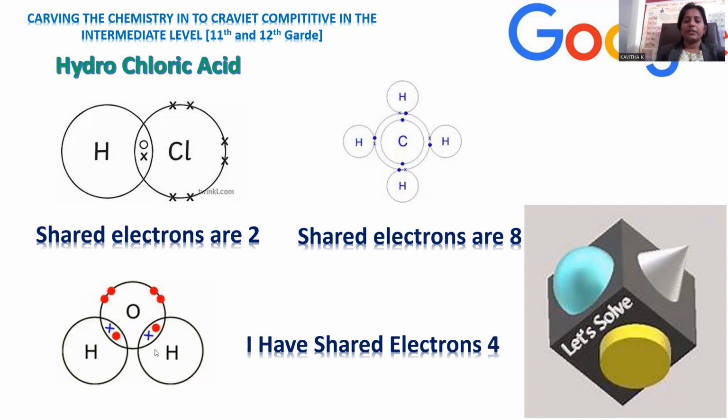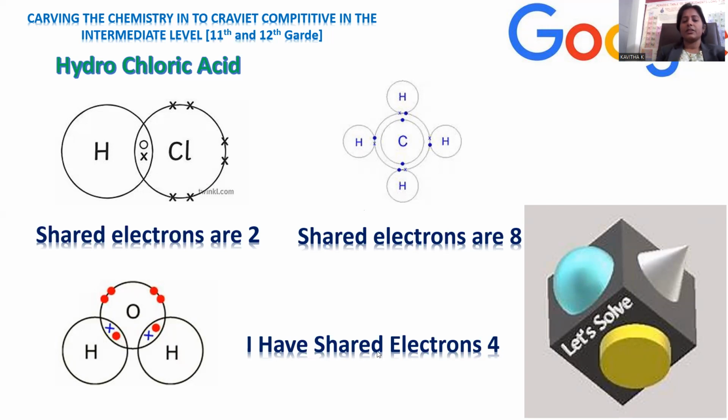Bent shape is acquired and tetrahedral geometry is assigned for the water molecule. Whenever water is taken into consideration, oxygen is forming bonds with two hydrogen atoms. So, two hydrogen bonds are indicated with the 4 electrons. So, 2 plus 2, 4 unshared electrons are there, 4 shared electrons are there.